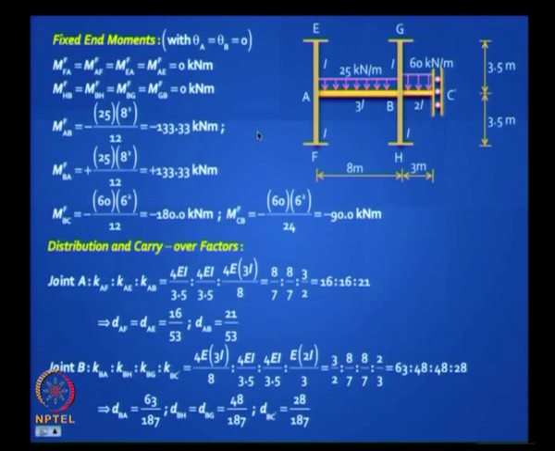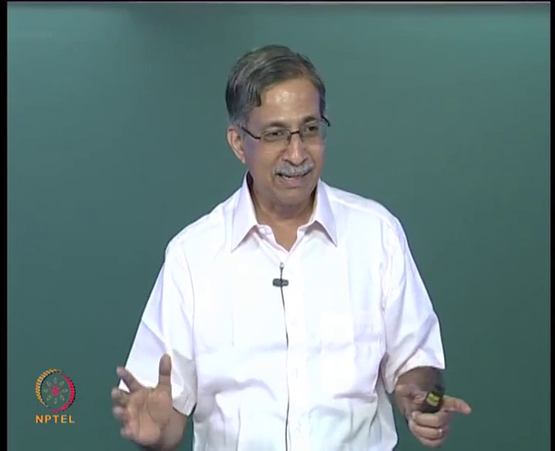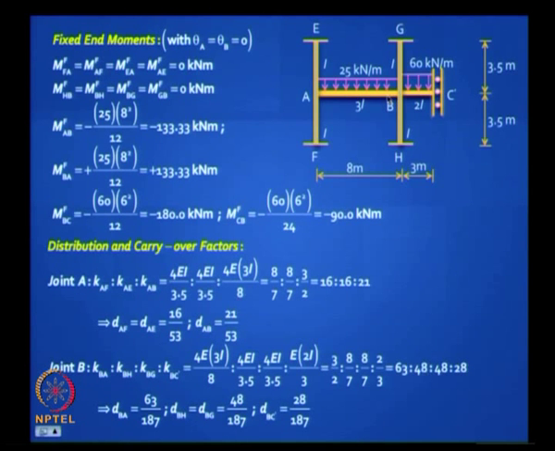So you have got 3 members meeting at that joint. So when you make the table you have to arrange it in such a way that you can handle all of them simultaneously, and the same thing you do at joint B. At joint B the only point to remember, here you have 4 elements, is that the stiffness of BC will be EI, and that I is 2I divided by L. Is it clear? So you can work this out.